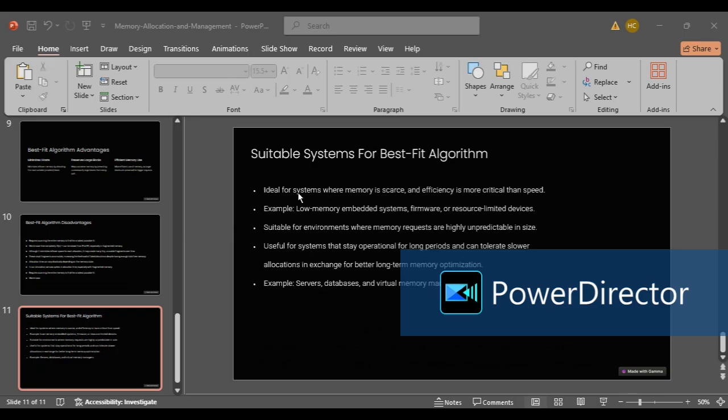Then we'll look at systems where the best fit algorithm is best suited. One, the best fit algorithm is ideal for systems where memory is scarce and efficiency is more critical than speed. Examples of these systems are low memory embedded systems, firmware, or resource limited devices. The second kind are systems that stay operational for long periods and can tolerate slower allocations in exchange for better long-term memory optimization. Examples are servers, databases, and virtual memory managers.